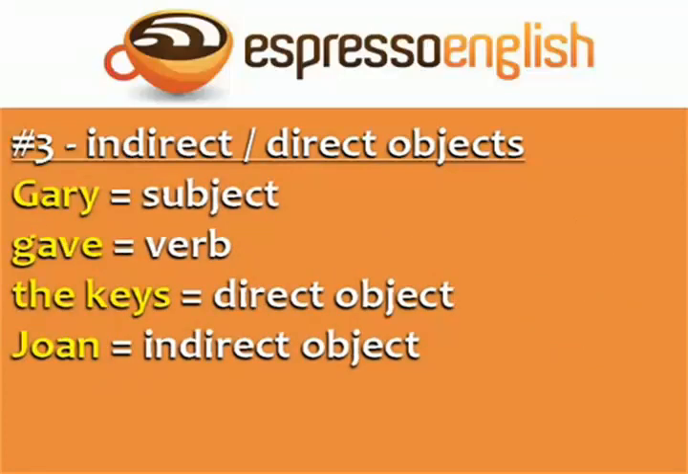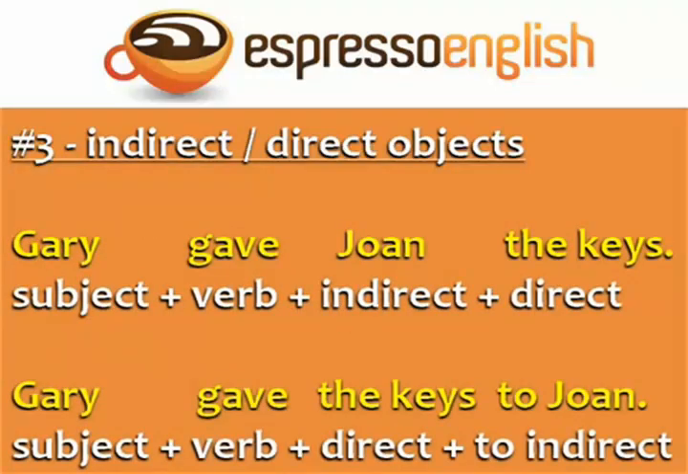Let's look at the parts of this sentence. Gary is the subject, gave is the verb, the keys are the direct object, and Joan is the indirect object. In English, we can form the correct sentence in 2 ways. The indirect object often comes immediately after the verb. Subject, verb, indirect object, direct object. Gary gave Joan the keys.